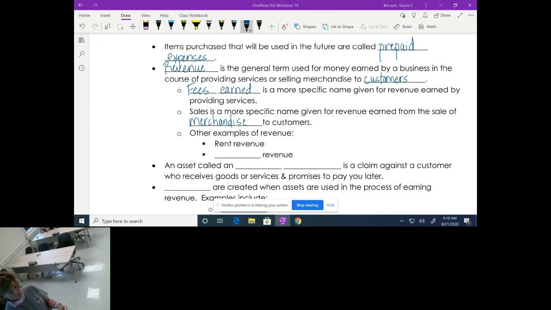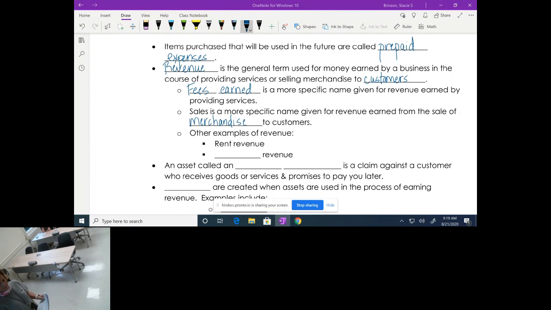All right, fees earned, merchandise sold to customers, other kinds of revenue. If you have rental property, you're going to have rent revenue. If you have a bank account that earns interest, you'll have interest revenue. Now, interest revenue is not what your business is going to run off of, but it might be a type of revenue that you have because you've got a savings account that's earning interest.